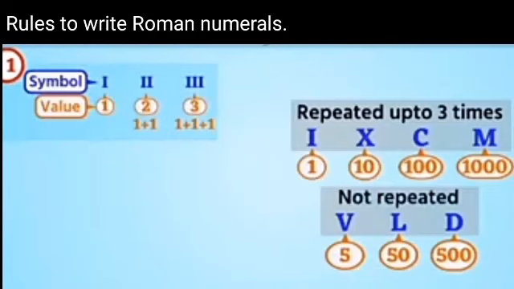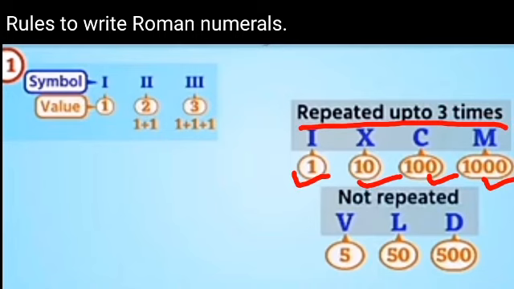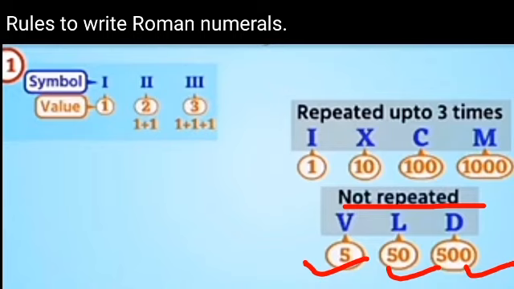Rule 2 is: symbols for 1, 10 and 100 can be repeated, but up to 3 times. On the other hand, symbols of 5, 50 and 500 cannot be repeated.